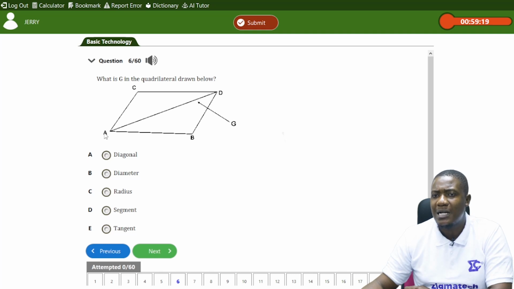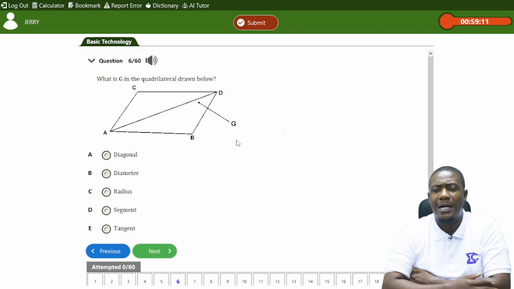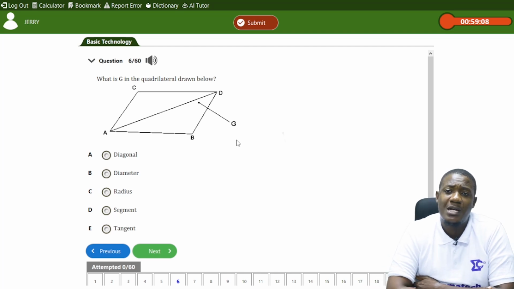Now, this line that runs from A to D, labeled G, is known as a diagonal, the diagonal of the parallelogram. That's what that label is called. The G there is called a diagonal, which is option A.